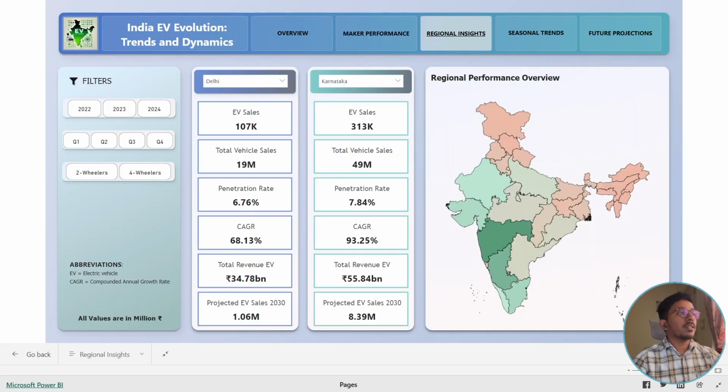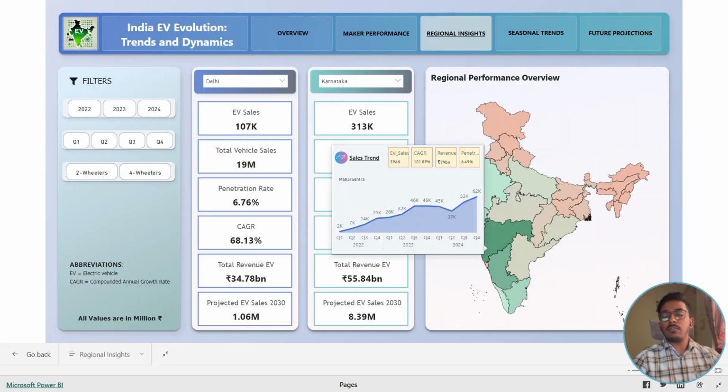So in regional insights, I have added 2 state filters to compare key metrics such as EV sales, total sales, CAGR, and projected EV sales for any of the 2 states. And this map visual shows the performance across different regions. And I have added a tooltip here to check the revenue performance and key metrics for that respective state.